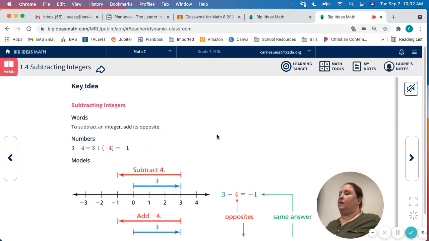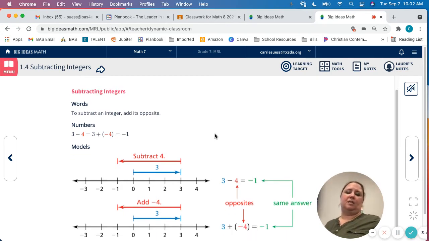Okay, 7th grade, let's talk about this key idea as you write it in your journal. So we are going to be subtracting integers, subtracting numbers. To subtract an integer, you can think I'm adding the opposite. So if I have 3 minus 4, that's the same thing as saying 3 plus a negative 4, because 4 and negative 4 are considered opposites. The only reason to think this is so when you're using a number line, it kind of can help you if you're dealing with negative numbers.